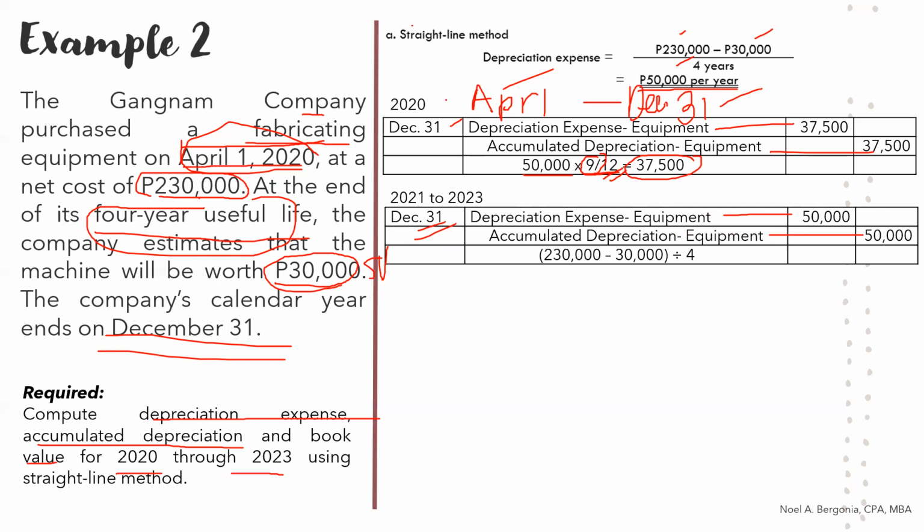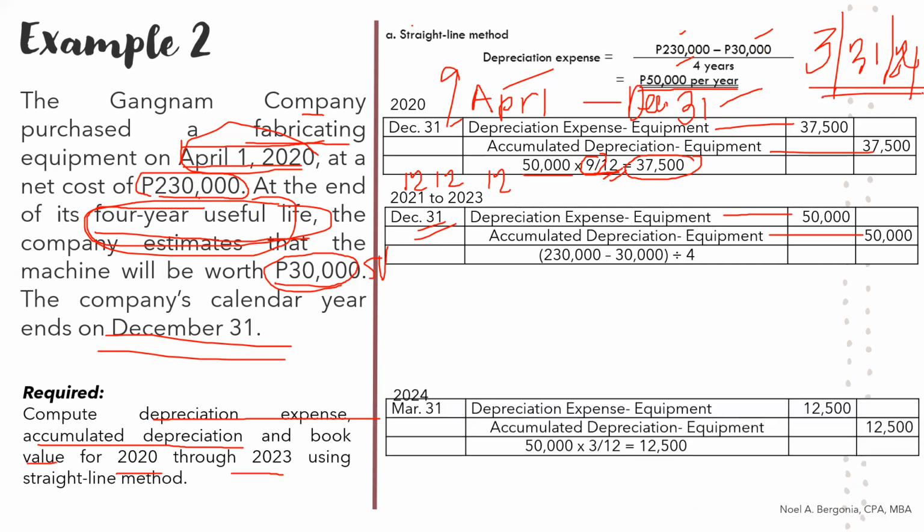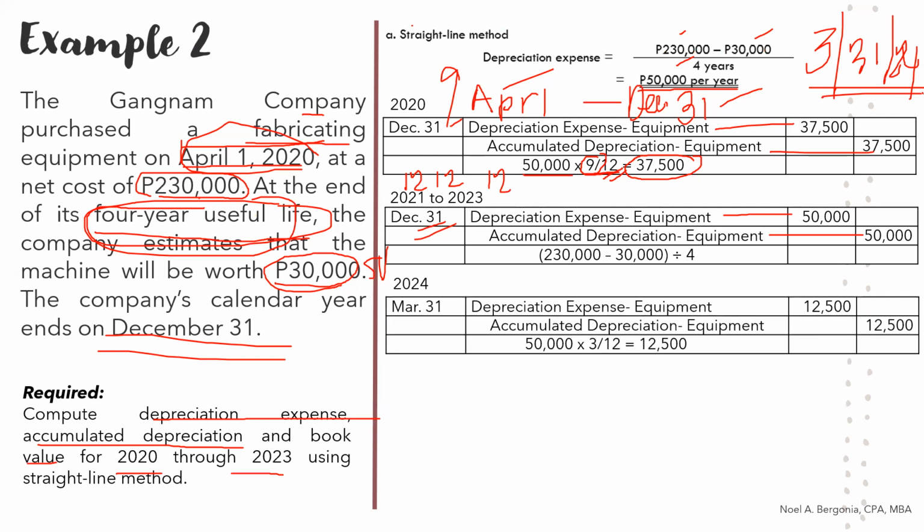And then, syempre, kung 9 months lang yung 2020, tapos 2021 is good for 12 months or 1 year, 2022 is 1 year, 23 is 1 year, kulang pa rin. Hindi pa natin na-fulfill yung 4 years. Kanina, in the timeline that I have shown you, di ba, umabot tayo ng March 31, 2024. So para ma-record mo yung pagkaubos ng asset, up to March 31, 2024, mag-accumulate tayo or mag-entry tayo on March 31, 2024 para ma-record na natin yung kulang ng asset.